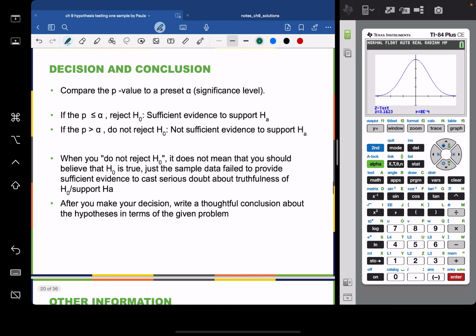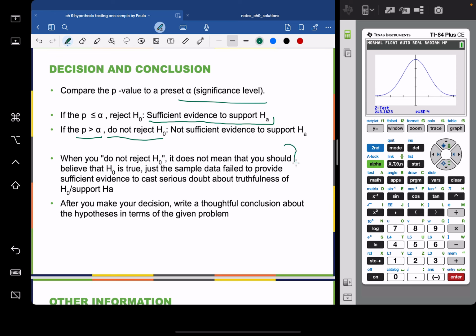So I think I've gotten a pretty good explanation of how the hypothesis testing process works. We have a preset value of alpha called the significance level. If p is smaller than alpha, we're really suspicious and we reject H0. There's enough evidence to support the alternate hypothesis. And then if p is greater than alpha, we fail to reject the null hypothesis.